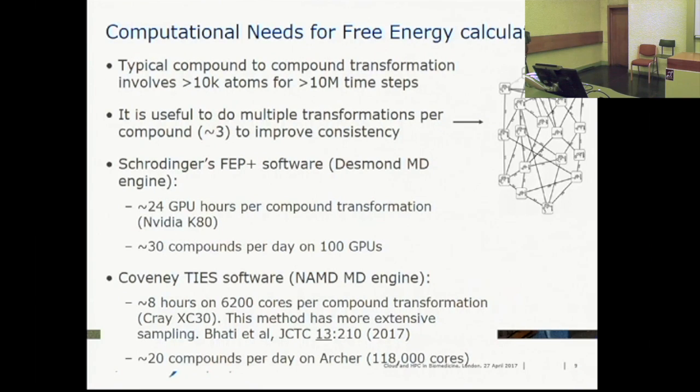I must say that in this particular paper, he did a 5-fold sampling. So he basically did 5 times as many transformations than we did.